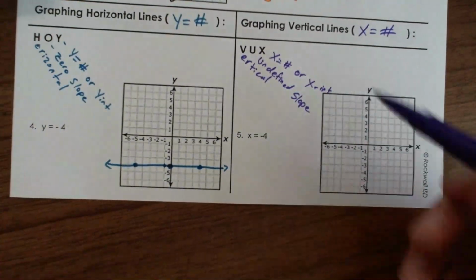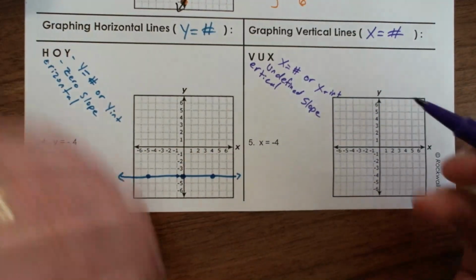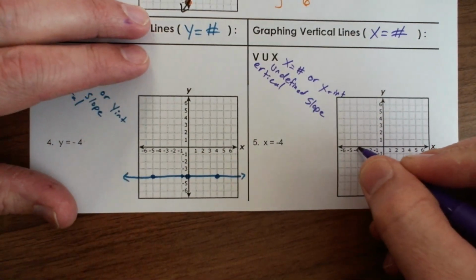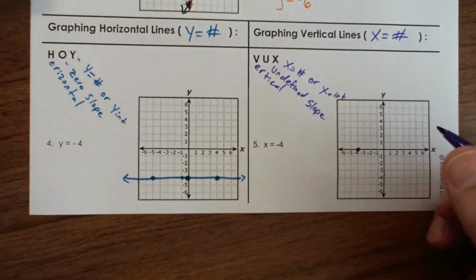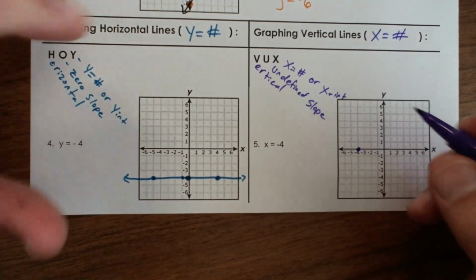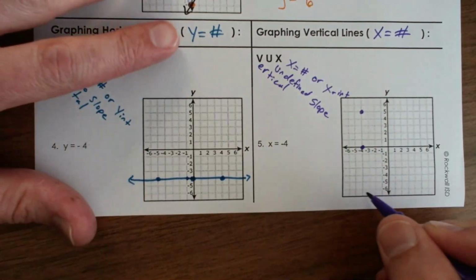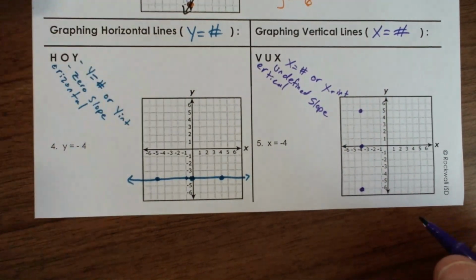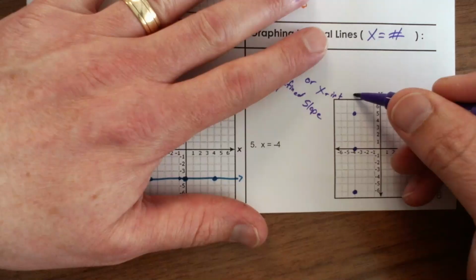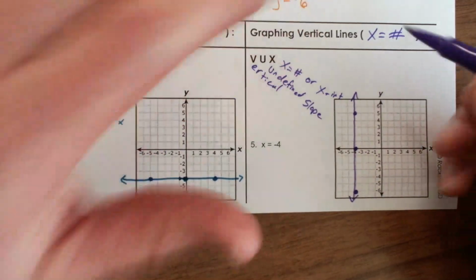So when you're given x equals -4, that means no matter what y is, x is always going to be -4. So x equals -4, I'm going to start right there. Okay, well, if y is 5, x is -4. If y is -6, x is -4.